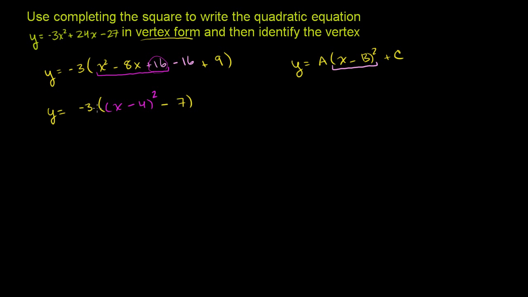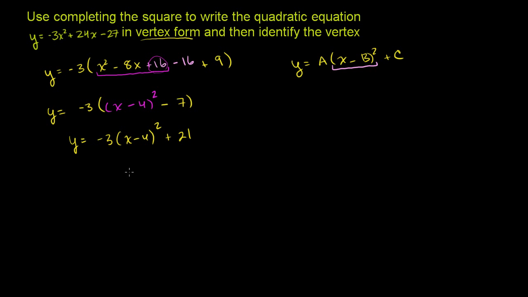We have y is equal to negative 3 times this whole thing. Not quite there. To get it there, we distribute the negative 3 onto both of these terms. So we get y is equal to negative 3 times (x minus 4) squared. And negative 3 times negative 7 is positive 21. Plus 21. So we have it in our vertex form.